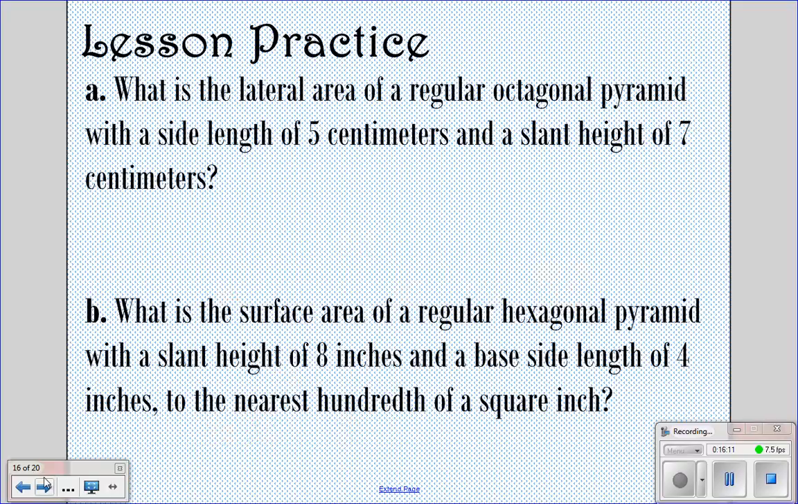Looking at the practice problems, y'all try these on your own, and then y'all unpause the video after everyone has attempted them, and I'll go over the answers.